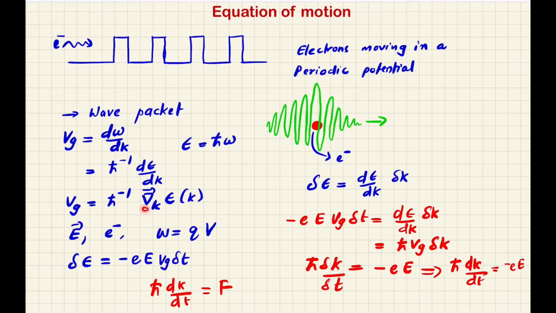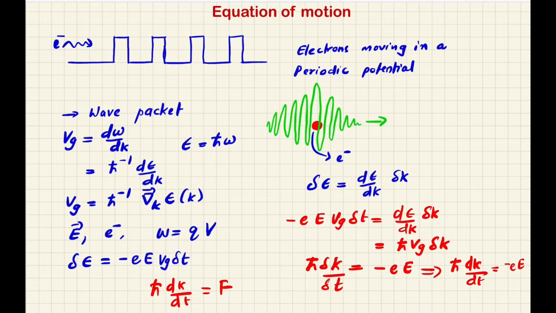You have to be very careful with this gradient. It is not the usual gradient, it is the gradient in momentum space. So you have to define the gradient in momentum space, and epsilon k is the dispersion relation, the variation of energy with respect to k. So the group velocity basically depends on the dispersion relation.